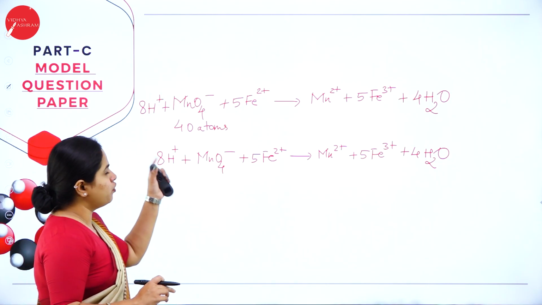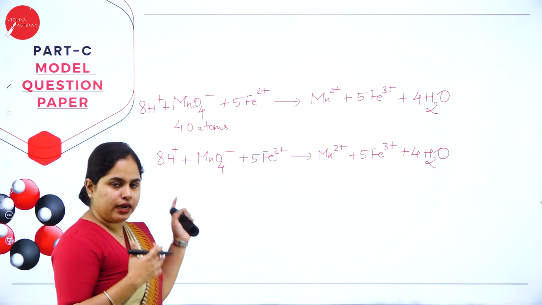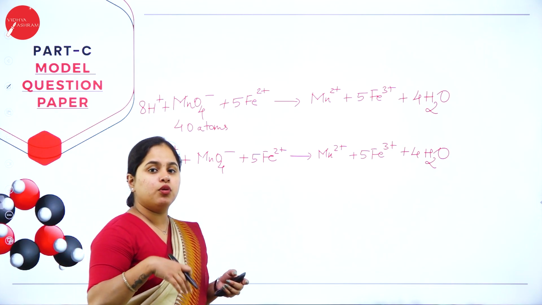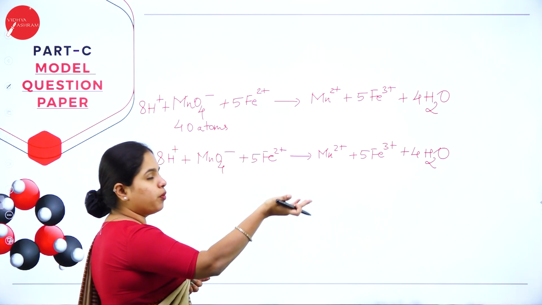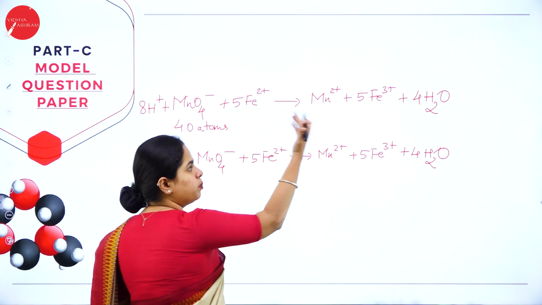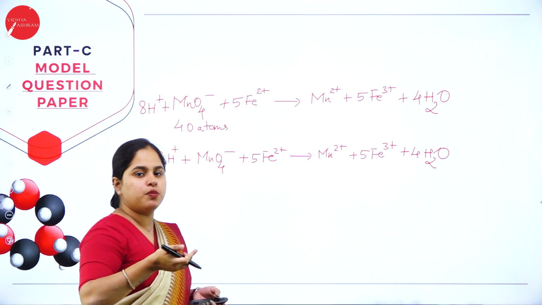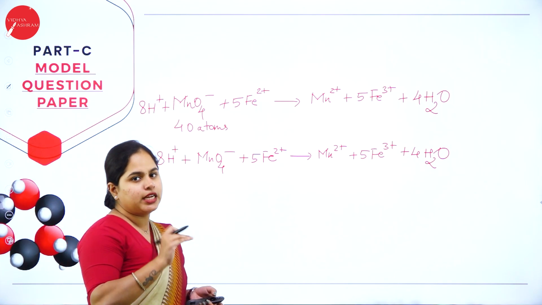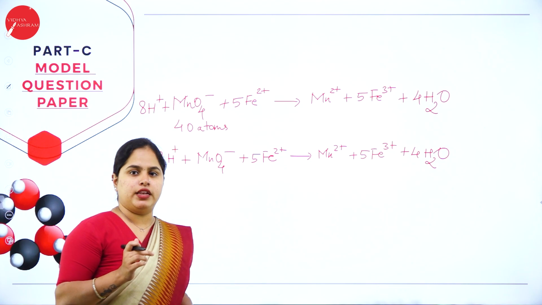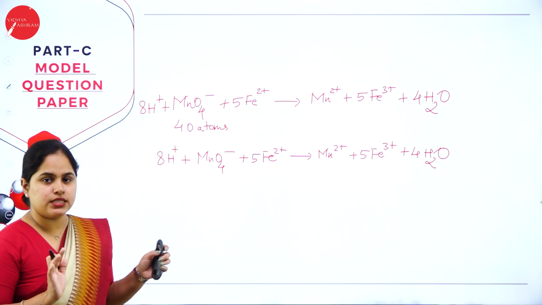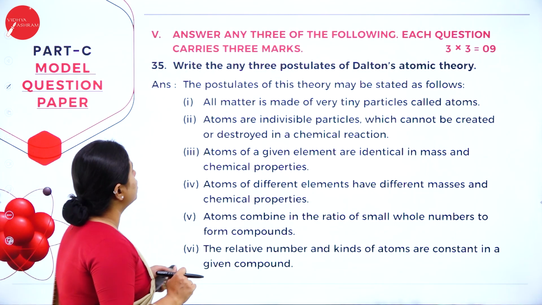To that we have to balance the number of oxygen and hydrogen atoms, which has been done here. If you find the number of oxygen atoms more on the reactant side, for example, we have to balance it by adding water molecules to the product side. If it is more on the product side, we have to add it to the reactant side. Once oxygen atoms are balanced, then we have to balance the H plus ions also. So this is the final balanced redox equation. I hope it is clear. Moving on to the next question.